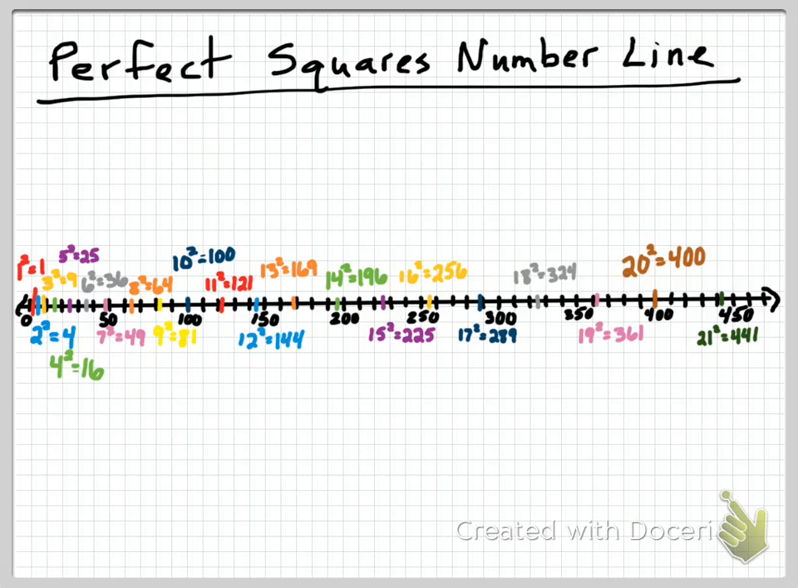If I need to find, let's say, the square root of 300, well, I know that's going to be in between 289 and 324, right? So that's going to be in between 17 and 18. A little bit closer to 17 maybe. So maybe 17.4. So I can use this line to approximate any square root, basically up to 400.